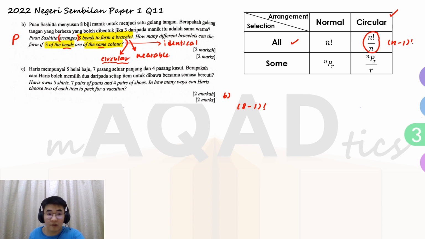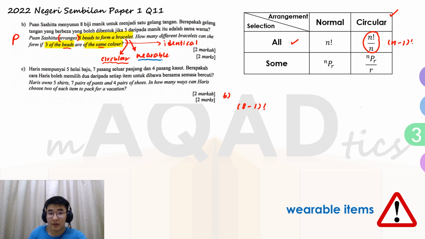Now the second condition is wearable. For all wearable items, let's say bracelet or necklace, we need to divide our answer by 2. So why is it so? I have explained this in another video in quite some detail, so you can refer to the link that you will be seeing now.